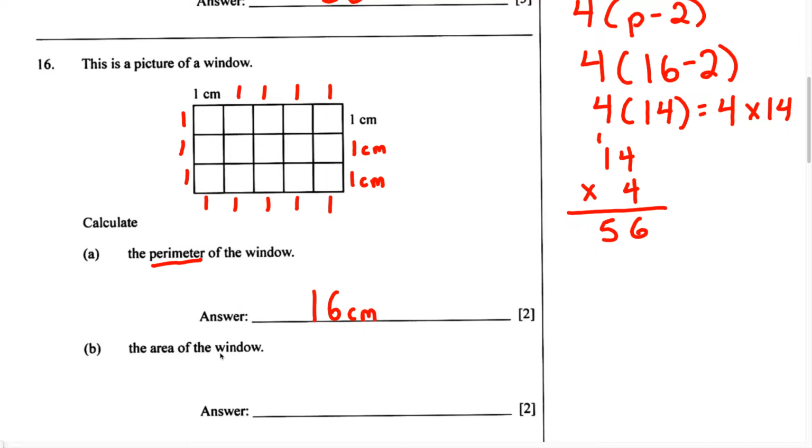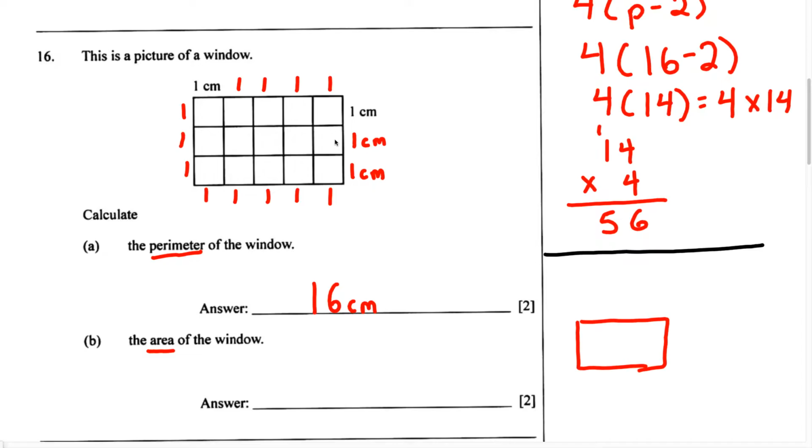Now part B says the area of the window. Anytime we see the word area, we should start to smile because we're just going to use a formula. If we look at this, it looks like a rectangle. So let's draw a rectangle right here. Now we know the area of a rectangle is going to be base times height. So we're just going to find the base and find the height. For the base, we can say 1 plus 1 plus 1 plus 1 plus 1 equals 5. So we can write 5 for the base.